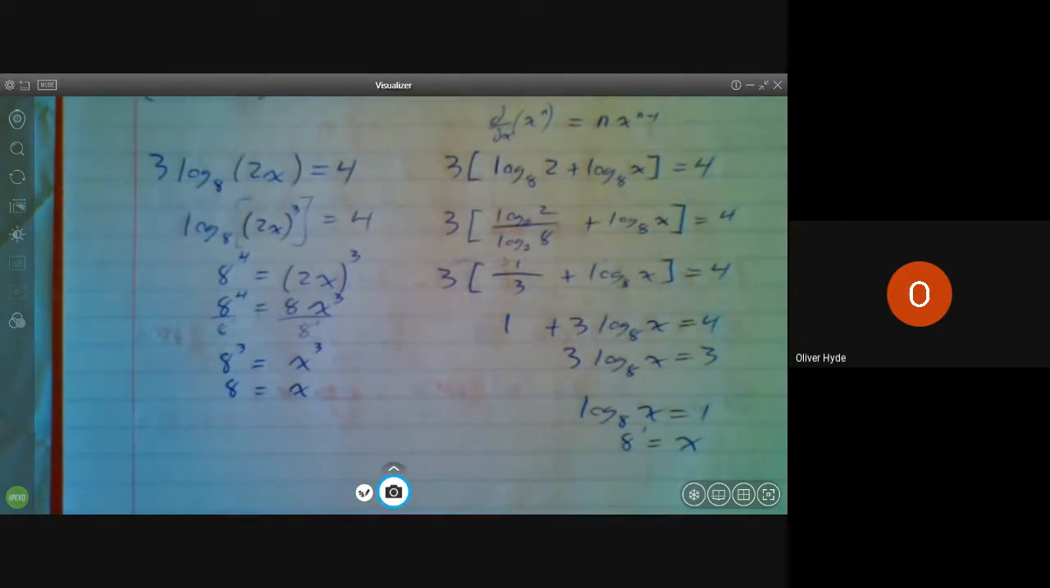Okay. Keep your eyes open for opportunities to use log properties when we are differentiating. It can really simplify things for us.